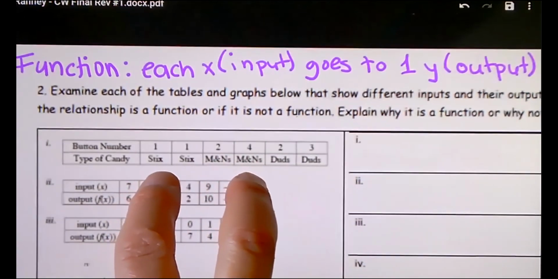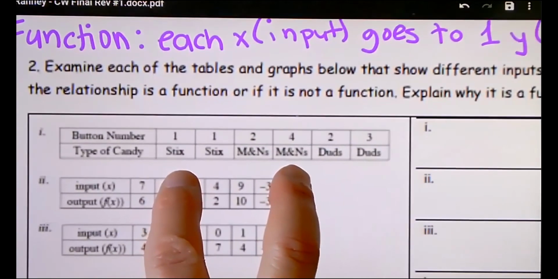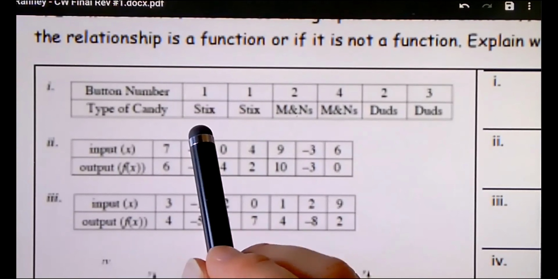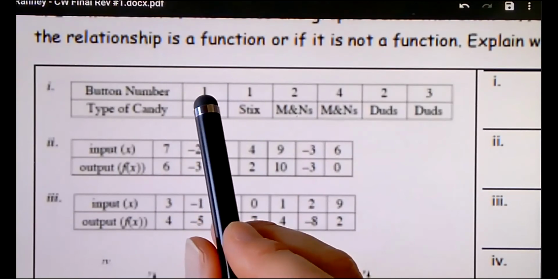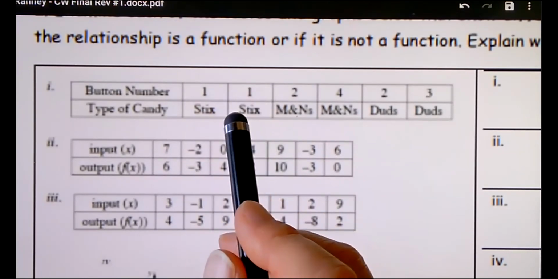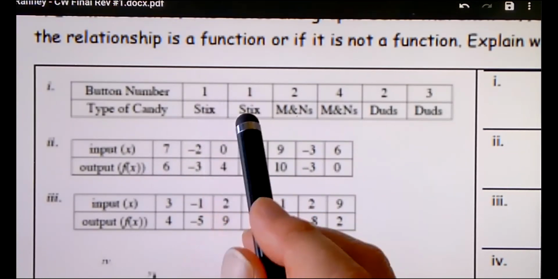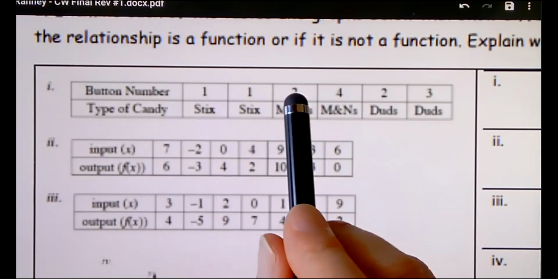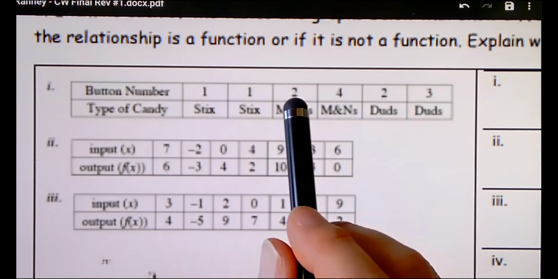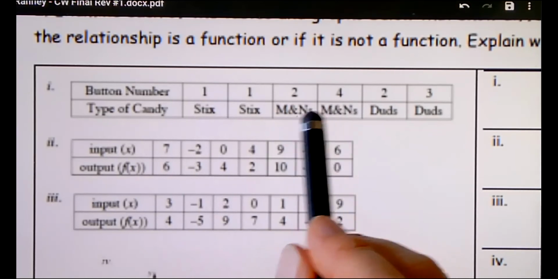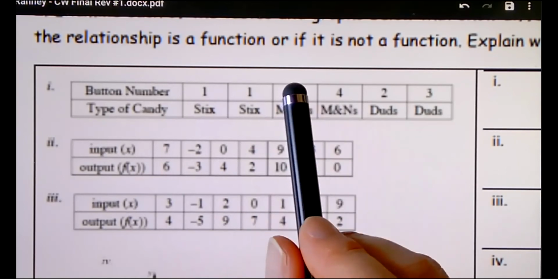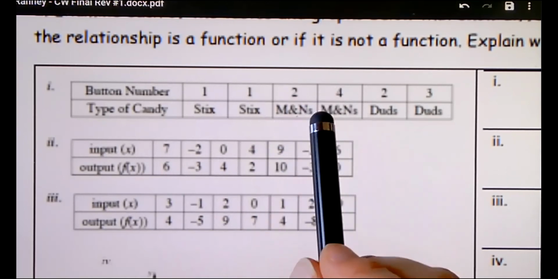So that's what's going on with these. Now, we had done these problems, so a lot of these problems look like a review from before. And what we want to look at is our input, okay? So I've got 1, I press 1, I get sticks out. I press 1 again, I get sticks out. So that's okay, because every time I press 1, I get sticks out. Now I press 2 and I get M&Ms. I press 4 and I get M&Ms. It's okay to have more than one button that gives me the same candy. Maybe it's a really popular candy and they have it in more than one spot. So that's okay to have 2 go to M&Ms and 4 go to M&Ms.